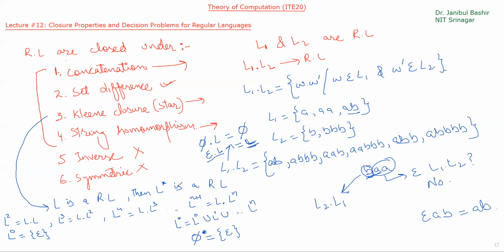So Kleene closure or L star is the union of all these languages, L0, L1, L2, up to Ln. So here we have defined concatenation, and here we have defined the Kleene closure. And you have to prove that regular languages are closed under these particular operations. But there is another operation, that is string homomorphism. So what is string homomorphism? Let me write on a new page.